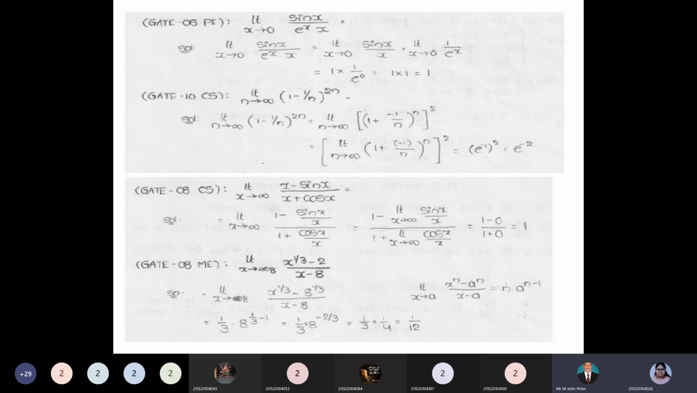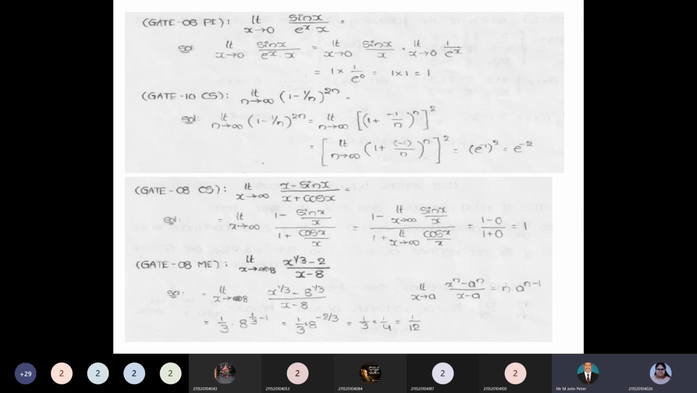To make it a common value, that is 8 power 1 by 3. The cube root of 8 is 2. So 2 into 2 into 2, that means multiplying three times, you will get 8. So the 8 you can write as 2 power 3 whole power 1 by 3. So finally you get the previous value 2.